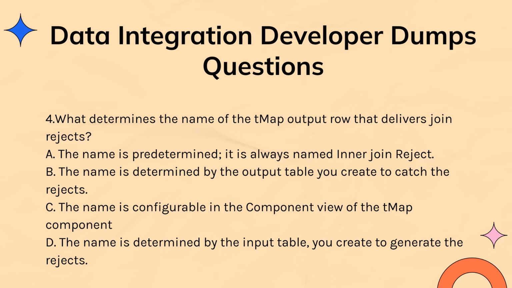4. What determines the name of the tMap output row that delivers join rejects? A. The name is predetermined. It is always named inner join reject. B. The name is determined by the output table you create to catch the rejects. C. The name is configurable in the component view of the tMap component. D. The name is determined by the input table you create to generate the rejects.